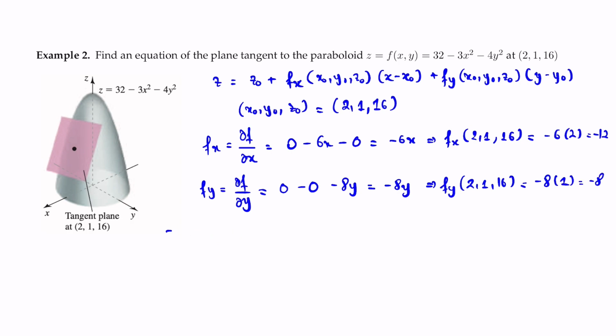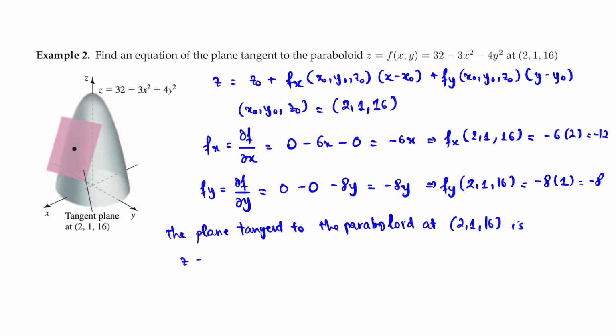So we have the plane tangent to the paraboloid at the point 2, 1, 16 is: you have z equal to z0, in this case 16, plus f sub x evaluated at the given point. You have that to be negative 12 times x minus x0, or x minus 2, plus f sub y, in this case negative 8, times y minus y0, or y minus 1.